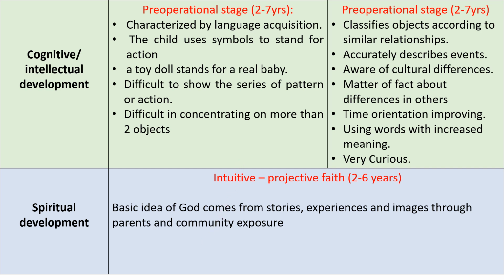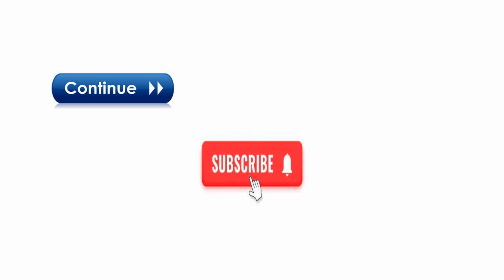Last, the spiritual development of 2 to 6 years, it is intuitive projective faith. It already had started from the toddler period. So here the basic idea of God comes from stories, experiences and images through parents and community people. That is about the growth and development of a toddler and preschooler.